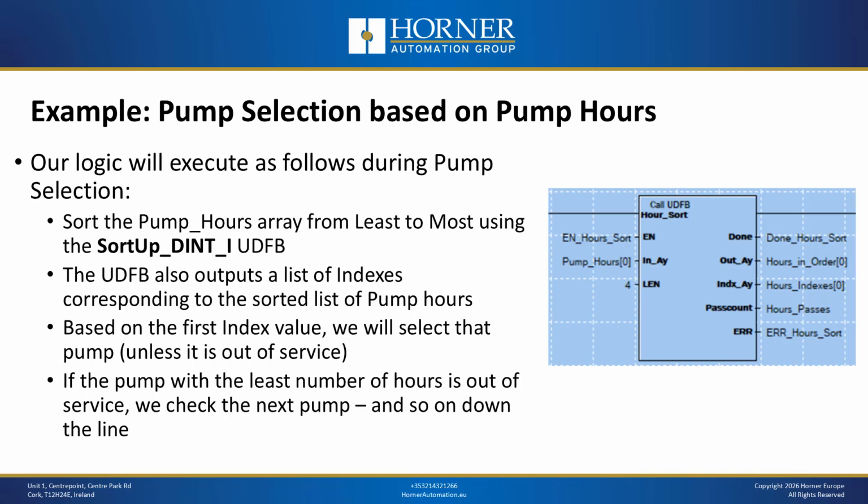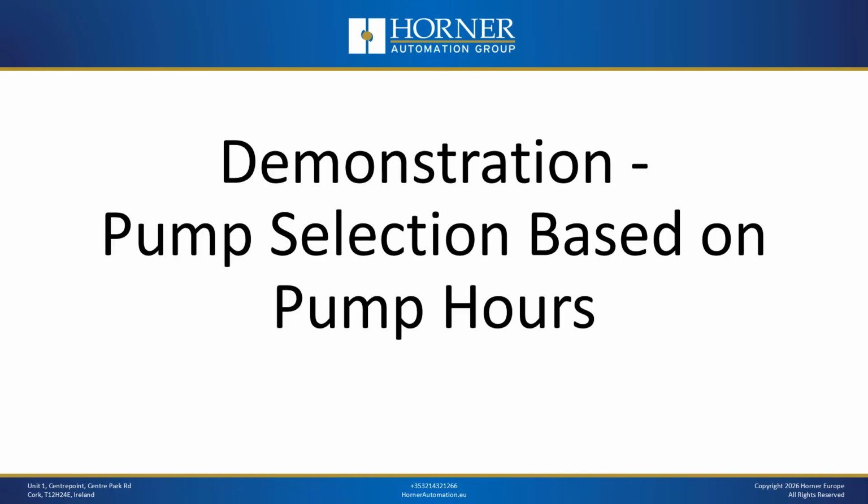So how is our logic going to execute? First, we are going to sort the pump hours array from least to most using the sort up UDFB. This user-defined function block also outputs a list of the indexes corresponding to the sorted list of pump hours. Based on the first index value, we will select the pump, unless it is out of service. Finally, if the pump with the least number of hours is out of service, we check the next pump, and so on down the line until we land on an available pump. Now let's look at a demonstration on the bench.